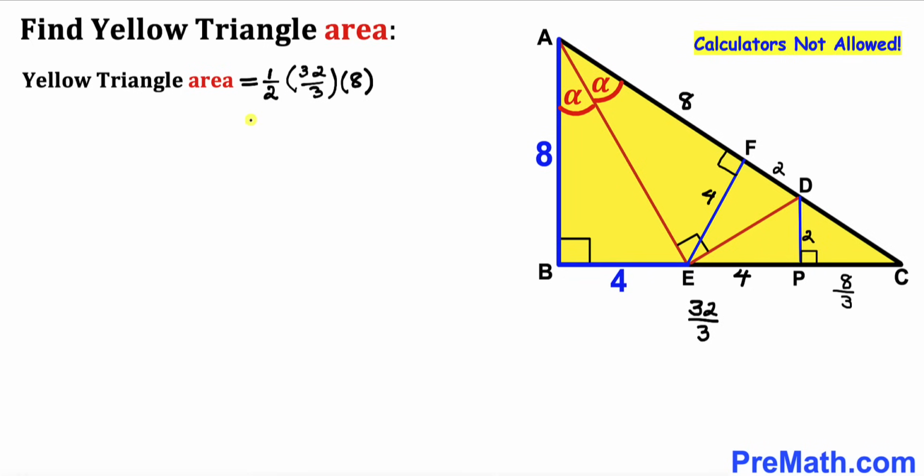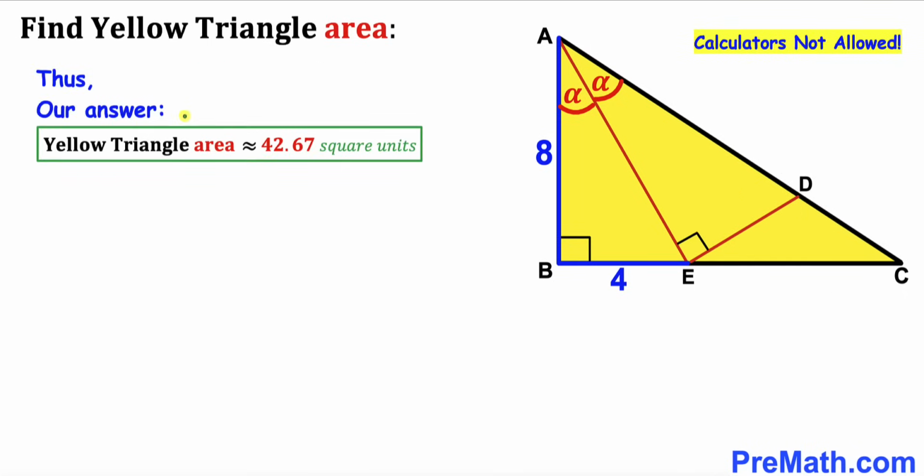And if we simplify everything on the right hand side, it turns out to be 128 divided by 3 square units. And in terms of decimal, this is going to be approximately equal to 42.67 square units. So thus the area of this yellow triangle ABC turns out to be approximately 42.67 square units. And that's our final answer.